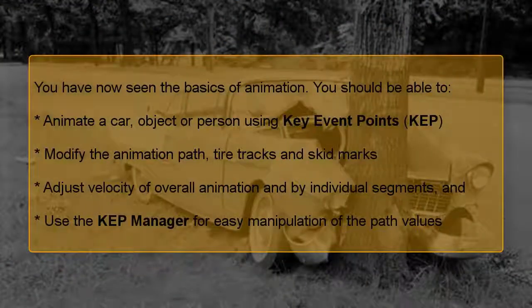You have now seen the basics of animation. You should be able to animate a car, object, or person using key event points, modify the animation path, tire tracks, and skid marks, adjust velocity of overall animation and by individual segments, and use the KEP Manager for easy manipulation of the path values.